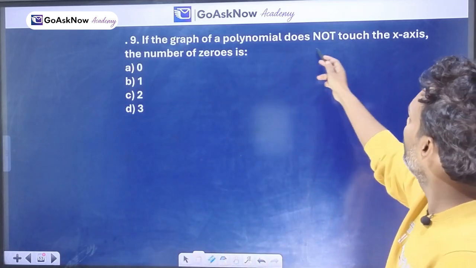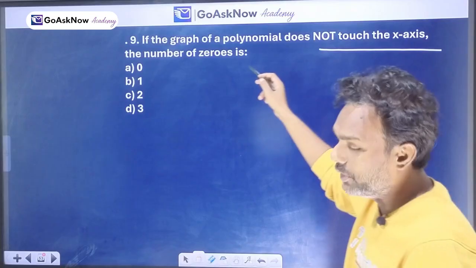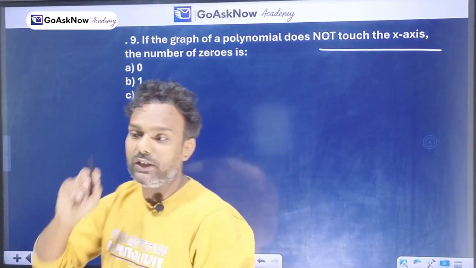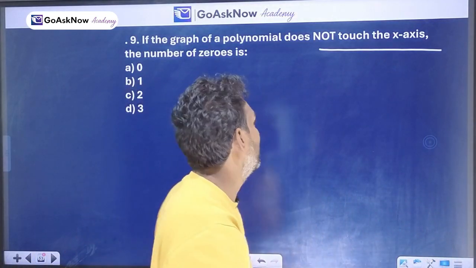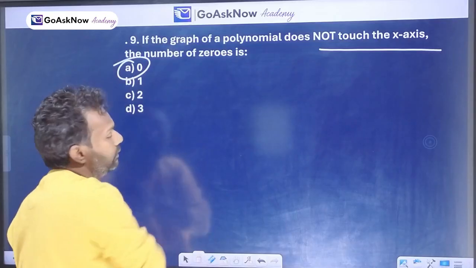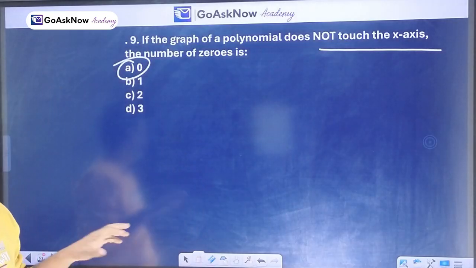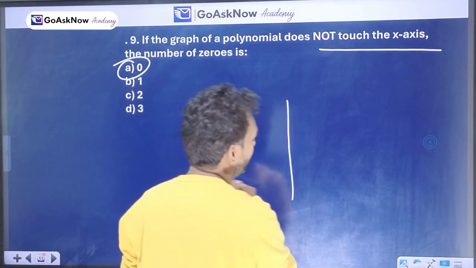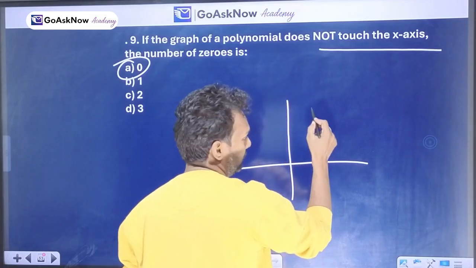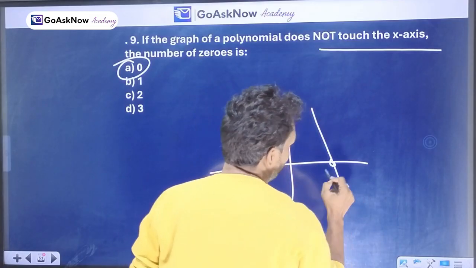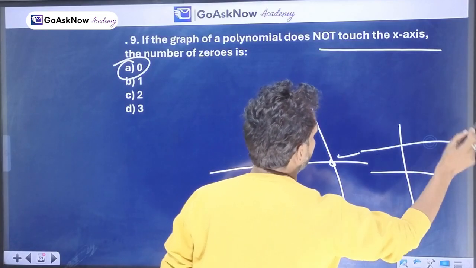If the graph of a polynomial does not touch the x-axis, the number of zeros is what? If the graph is not touching the x-axis, then number of zeros is 0. There is a condition for zero that the curve should intersect or touch the x-axis. This has the solution and this doesn't.